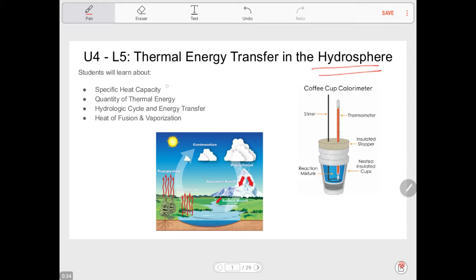Specifically over here, you can see you're going to learn about specific heat capacity, which probably is pretty new. Quantity of thermal energy, the hydrologic cycle, and heat of fusion and vaporization. Most of those, to the best of my knowledge, should be pretty new to you guys. All right, let's get started.